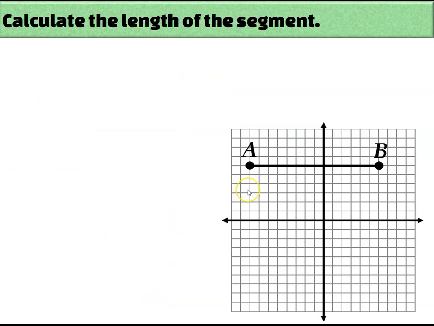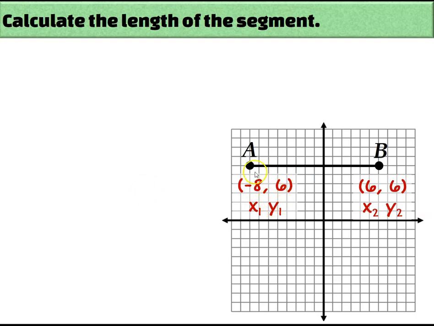Now this first one is a horizontal line. Horizontal and vertical lines, you can just count. You don't actually need the formula. So from A to B, it's 1, 2, 3, 4, 5, 6, 7, 8, 9, 10, 11, 12, 13, 14. Segment AB is 14 units long. But let's verify that the distance formula actually works by plugging in each of our points and simplifying.